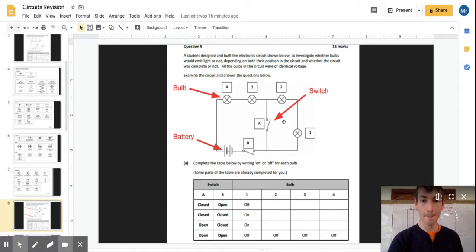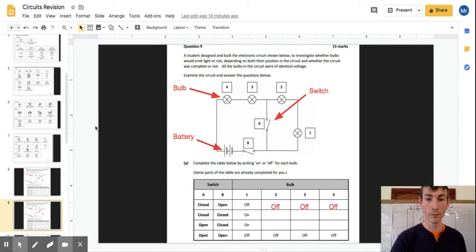So bulb 2 is off, 3 is off, and 4 is off. Next part of the question. A is now closed and B is closed. Right, let's give this a go.